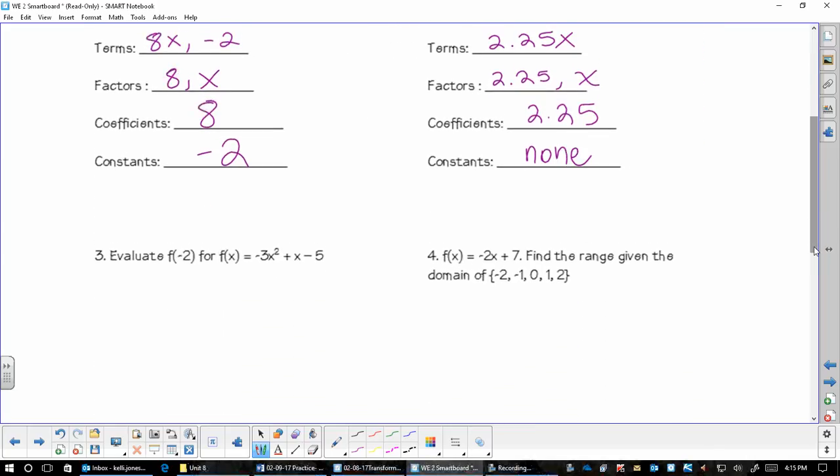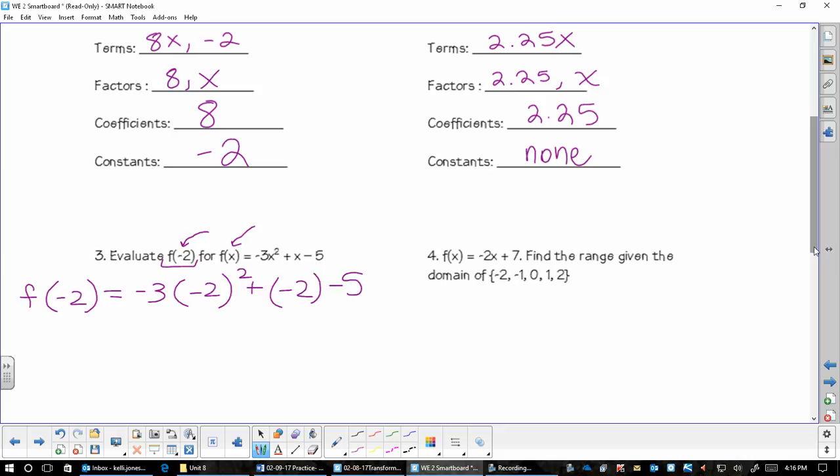Okay, so number 3, evaluate f of negative 2 for f of x equals negative 3x squared plus x minus 5. Well, if we look at this right here, I see that this x needs to be replaced with negative 2. So if I'm replacing x with negative 2, that just means anywhere I see an x, I'm putting a negative 2.